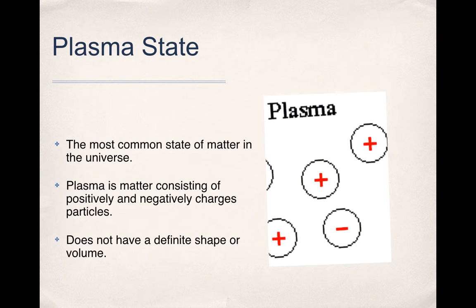You can see here in the picture, some of these particles have positive charges, some particles have negative. Other than that, they act very similar to gases. They don't have a definite shape or a definite volume. The difference here between a gas and a plasma is the charged state.